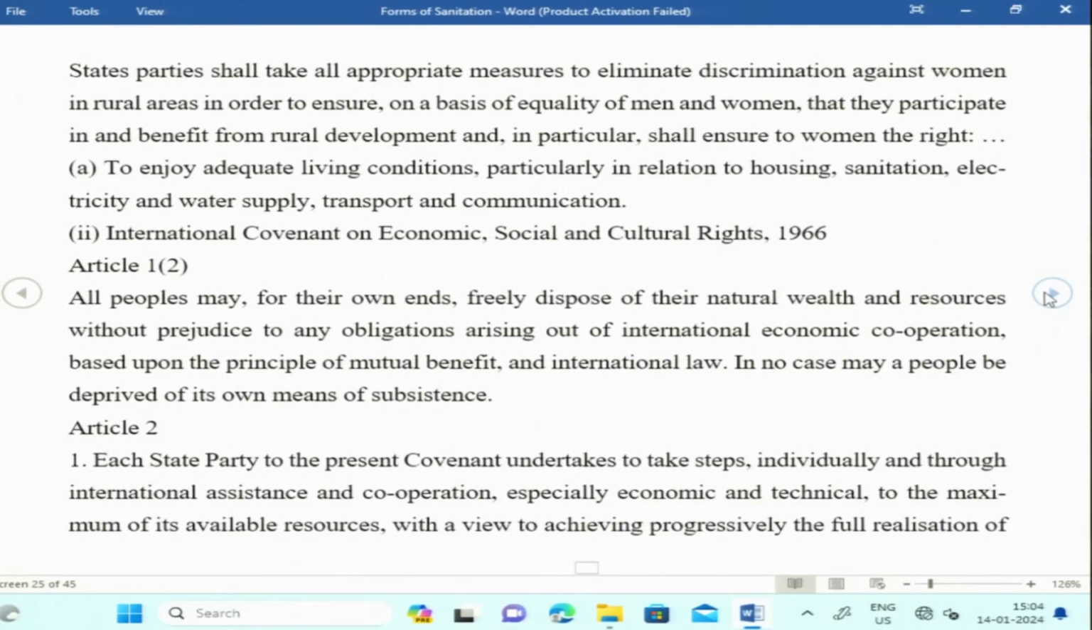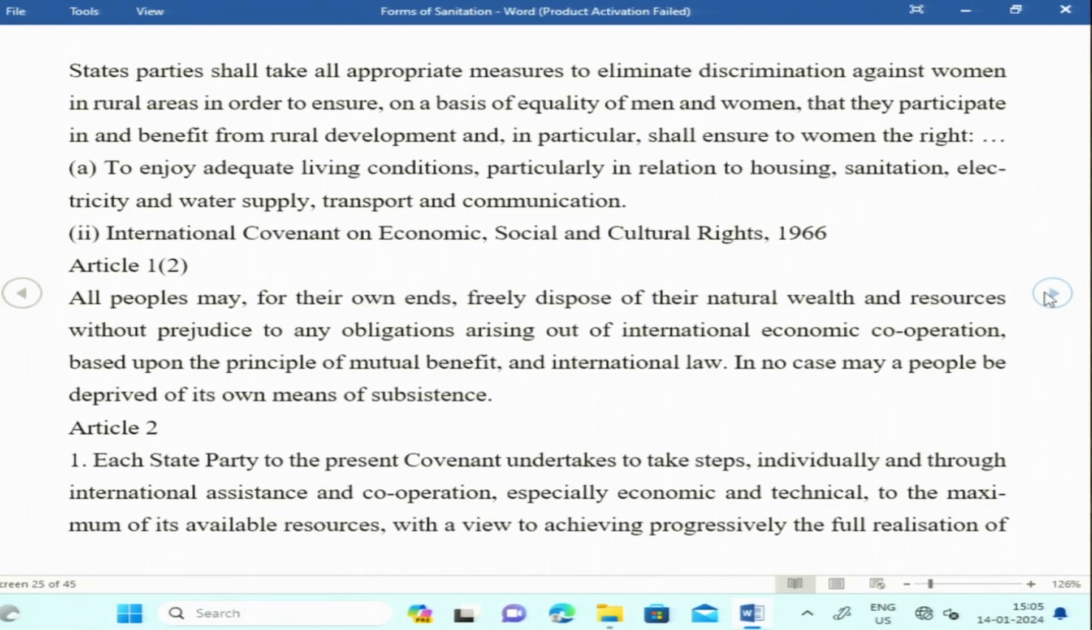We speak about how the state parties gave due emphasis to eliminating discrimination against women in the rural areas, in order to ensure that they are treated equally in terms of gender relations, and we have to see how the women's rights are being safeguarded. We are basically trying to speak about how they enjoy adequate living conditions, particularly in relation to housing, sanitation, electricity and water supply.